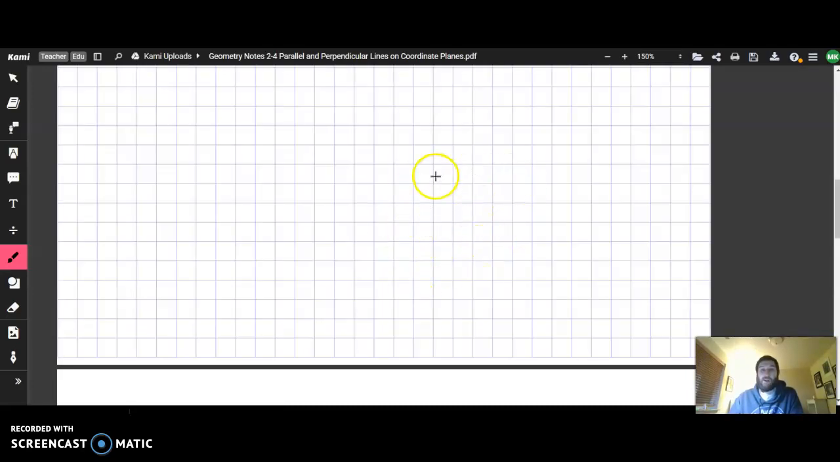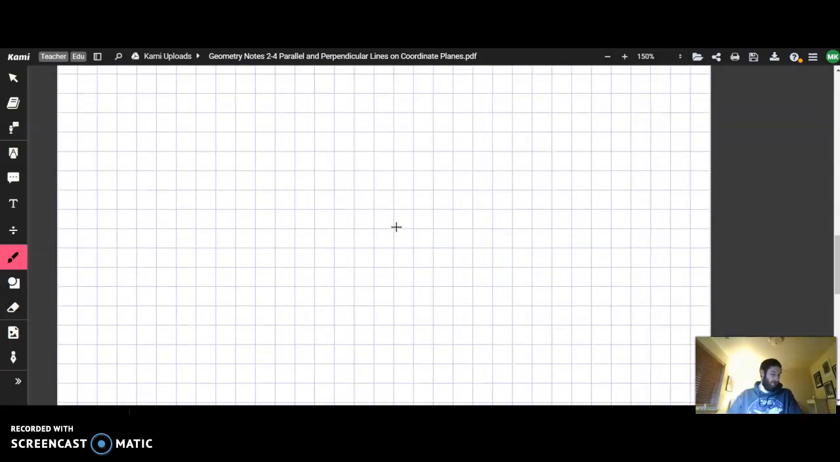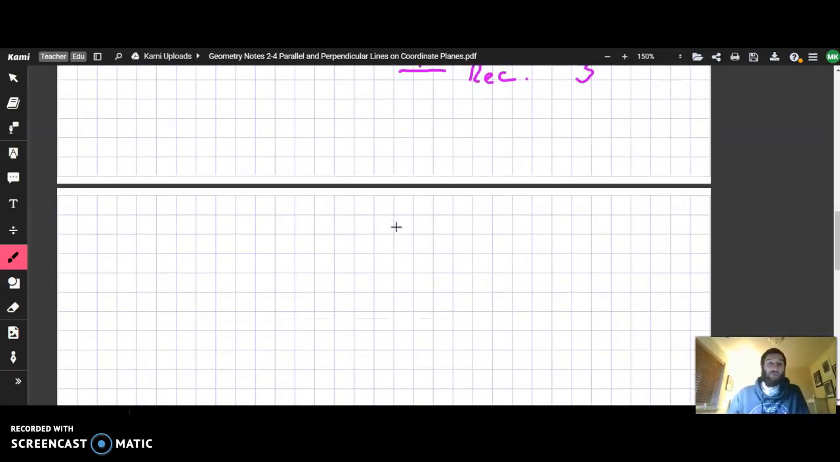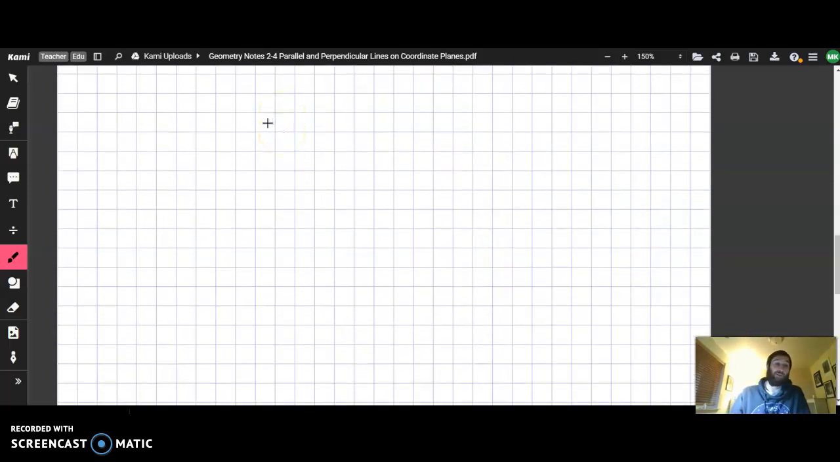get there, you can do it. There it goes. So let's go ahead and do it from a graph. So finding slopes from a graph, and not just any slopes, but parallel and perpendicular lines from a graph.